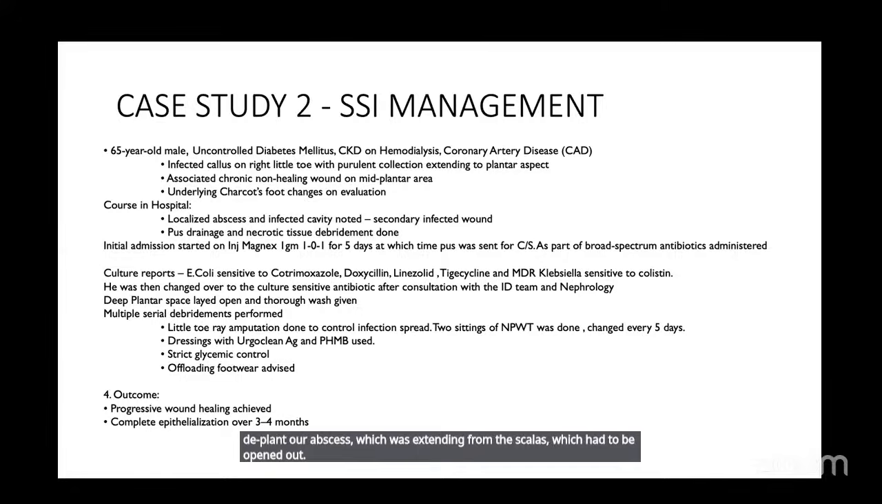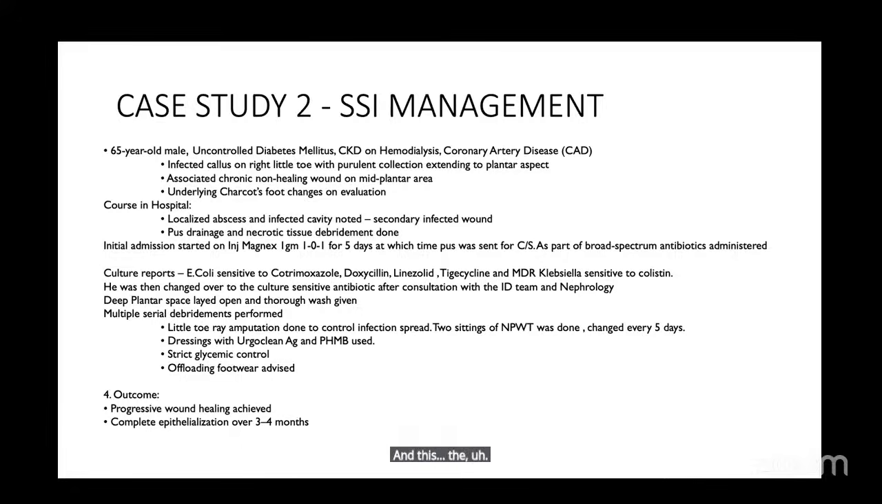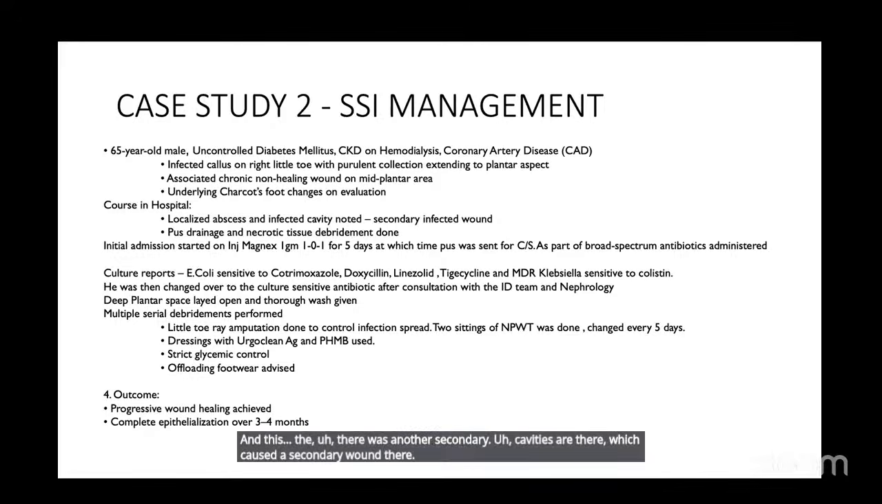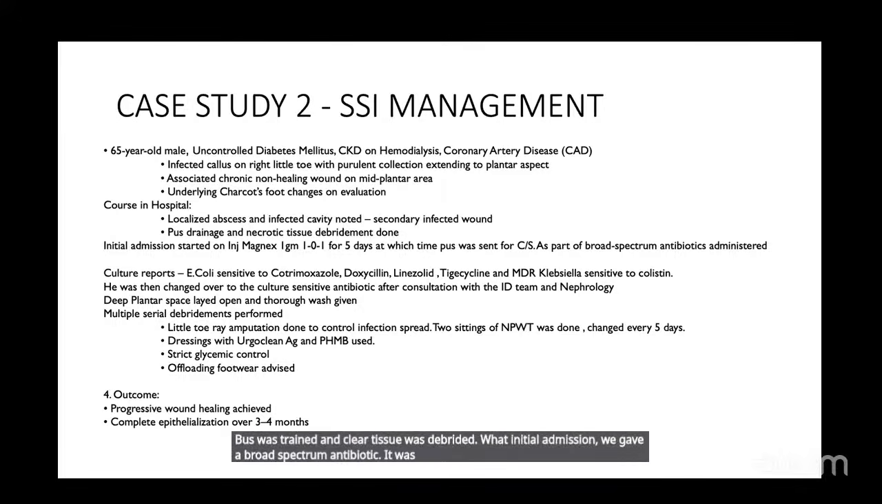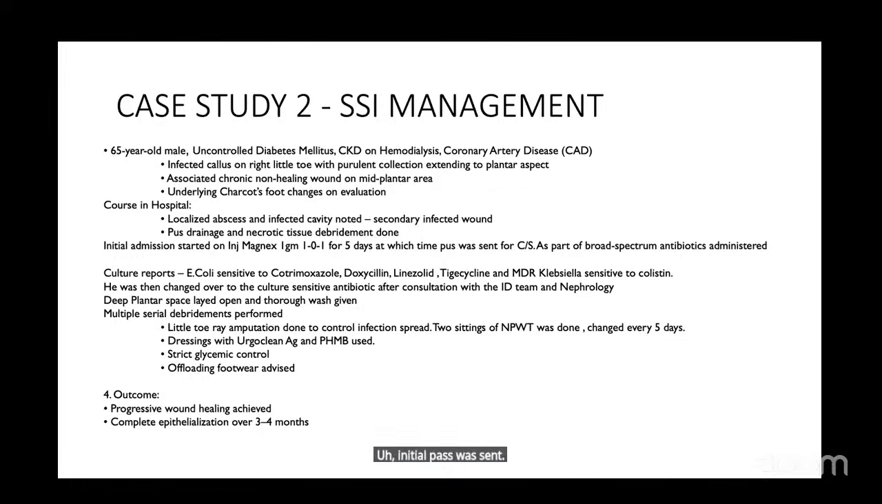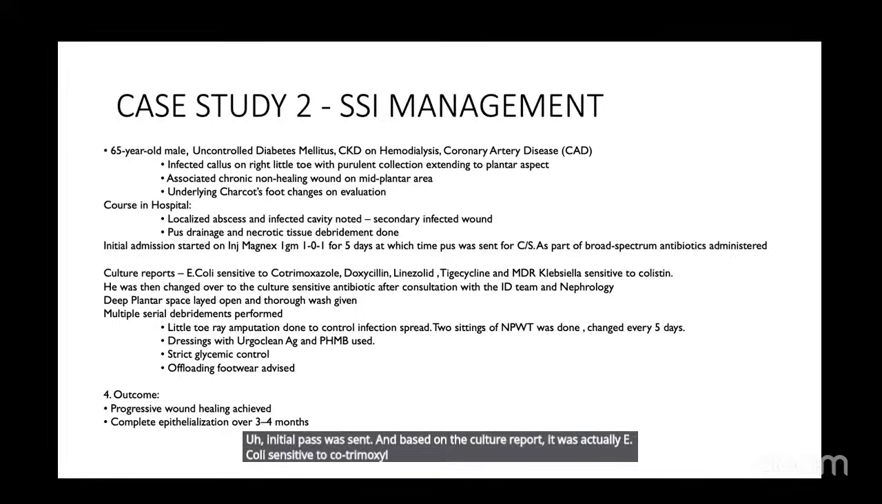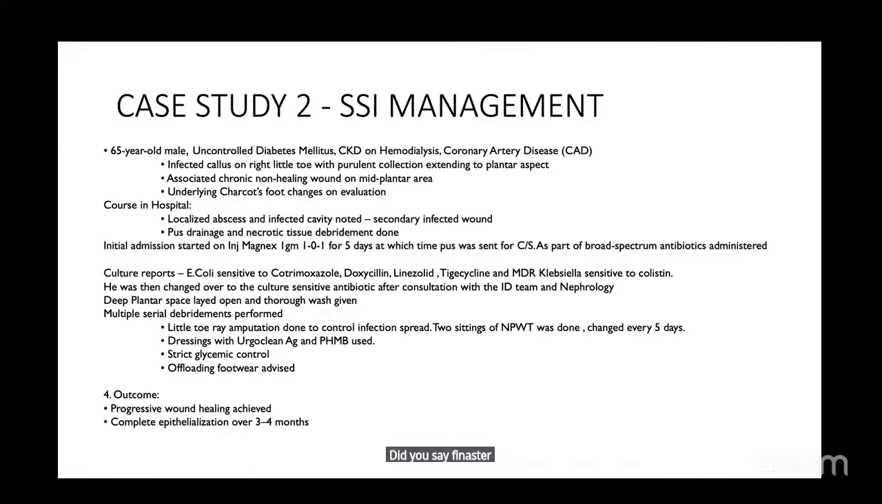There was another secondary cavity which caused a secondary wound there. Pus was drained and the necrotic tissue was debrided. At initial admission, we gave a broad-spectrum antibiotic, Magnex, for 5 days. Initial pus was sent, and based on the culture report, it was E. coli sensitive to cotrimoxazole, doxycycline, linezolid, tigecycline, etc. And there was a multi-drug resistant Klebsiella, which is sensitive to colistin.